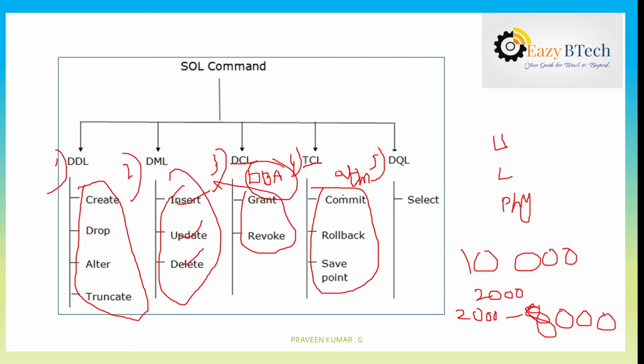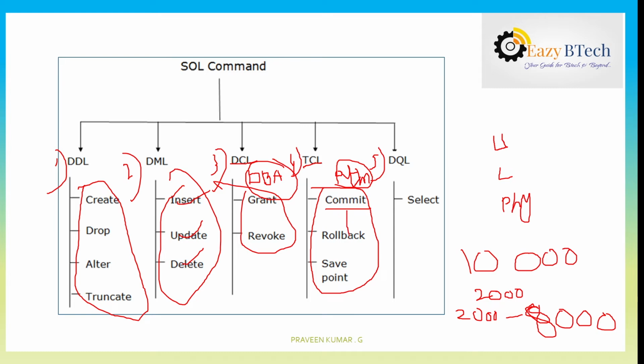Sometimes, due to some technical problem, when we try to withdraw money from the ATM, we cannot get the amount, but we get a message that the amount is deducted from your account.